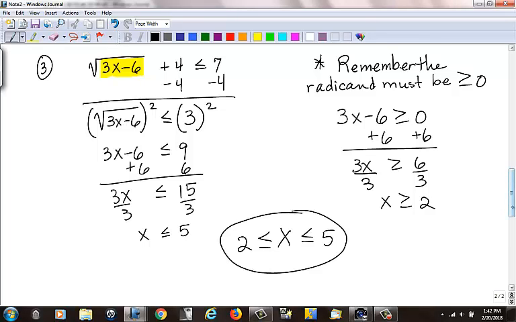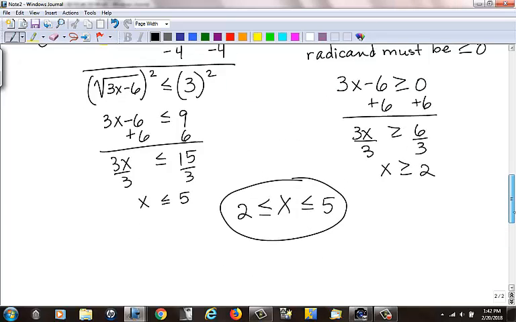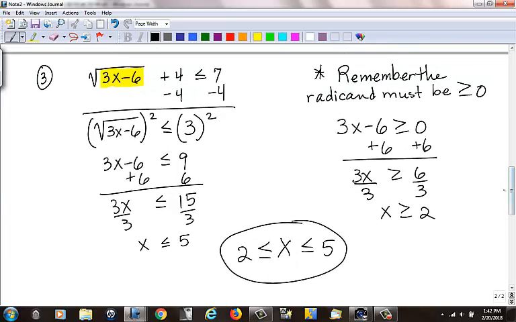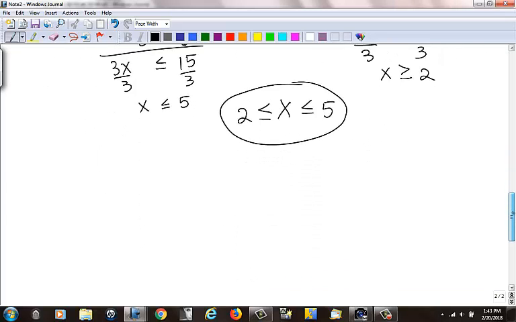Okay, last example. So you only have to do the other part, if it's an inequality. Because that part underneath the radical can't be negative. We're not considering i values. Okay, last example.